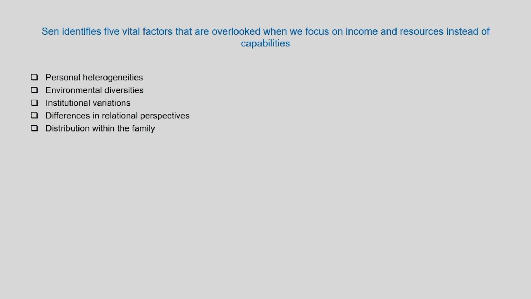So, these institutional variations need to be kept in mind before designing a public policy or a development policy, and this is something which is generally overlooked when income and resources are the overwhelming evaluative frameworks which guide development policies. Similarly, he is also talking about differences in relational perspectives, and this is something very important which the capabilities approach harps on.